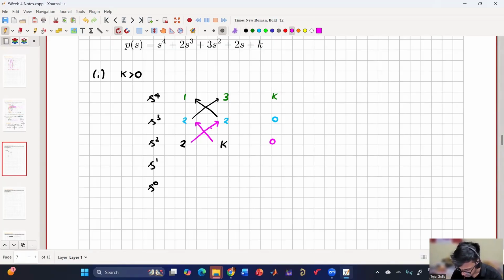2K by 2. 2 minus, sir, K. 2 minus K, right? Yes, sir. And the last element? 0, sir. For the s to the power 0 row, this element? Sorry, K, sir. Directly K, right? Because K will directly come here. So it is K. This is basically coming directly over here.